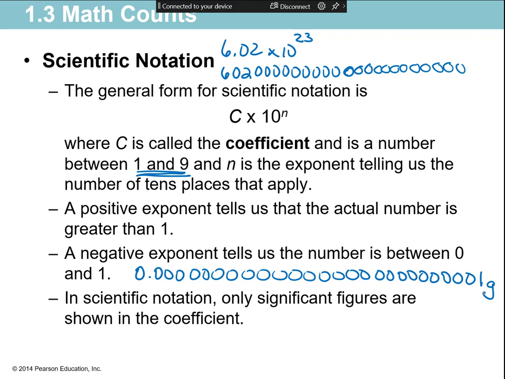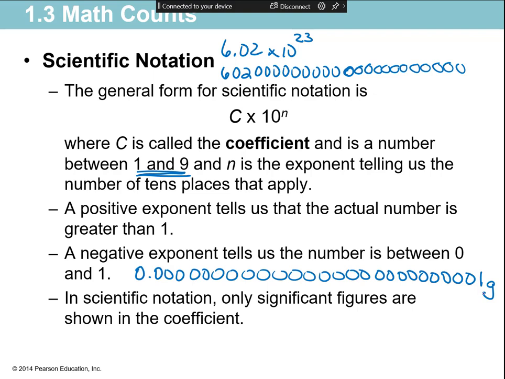It's 0.1, 2, 3, 4, 5, 6, 7, 8, 9, 10, 11, 12, 13, 14, 15, 16, 17, 18, 19, 20, 21, 22, 23, 24, 25, 1 gram. That's about how much an atom weighs. Super, super crazy, super small. So if I put this in exponents, it's just easier to manage.